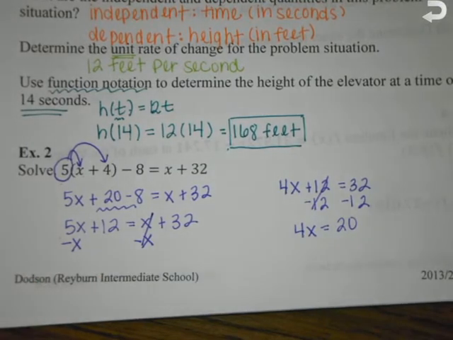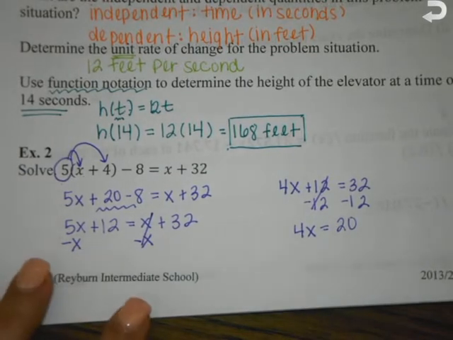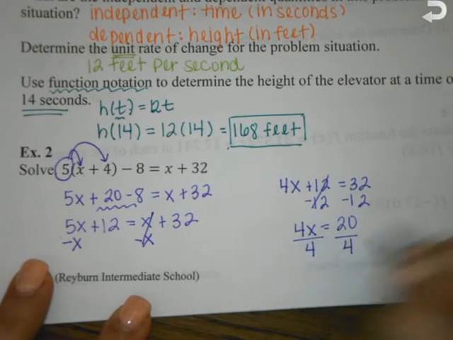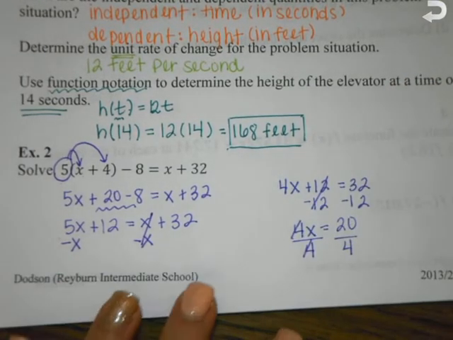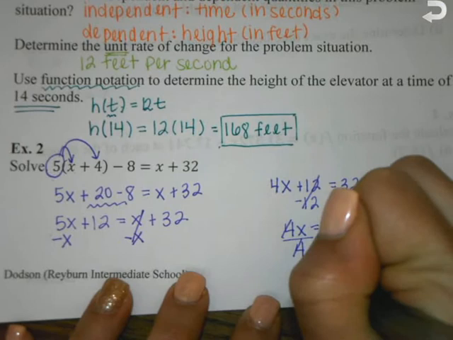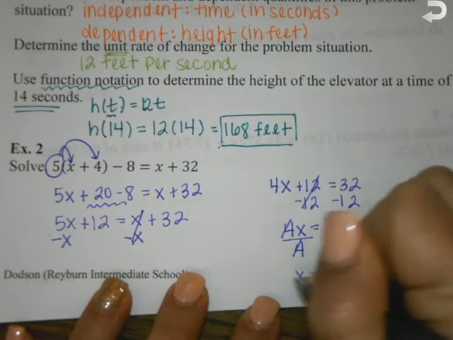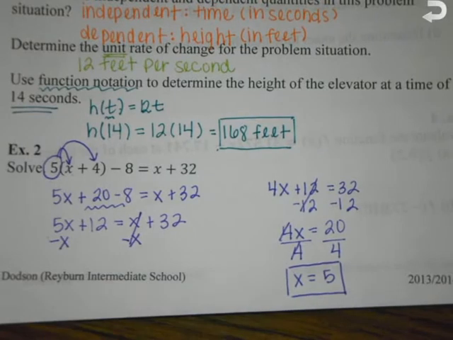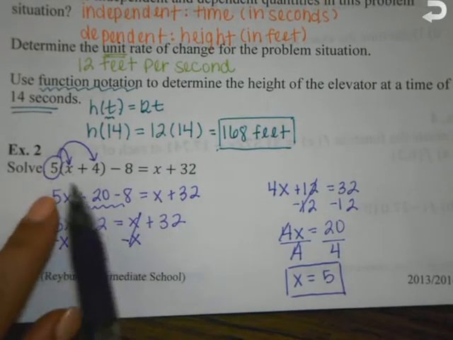And then what do you do next, Andrew? How would you get the x by itself? The inverse of multiplication is division. So we get x equals 5. How could you check your answer on this? Plug it in. You take x equals 5 and plug it into the original problem.